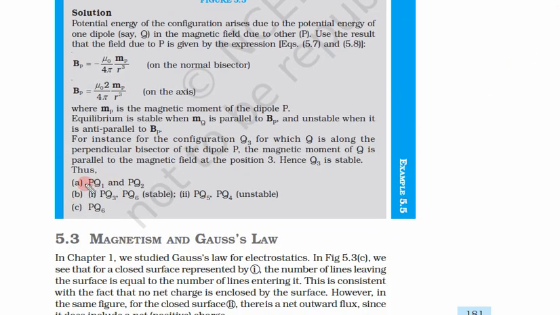So what are the answers? Q1 and Q2 are not in equilibrium. This is the first answer. Now the second answer: Q3 and Q6 are in stable equilibrium and Q5 and Q4 are in unstable equilibrium. Now the third case: Q6 has the lowest potential energy. So Q1 and Q2 are not in equilibrium, Q3 and Q6 are in stable equilibrium, and Q5 and Q4 are in unstable equilibrium. So this is the end of this question.